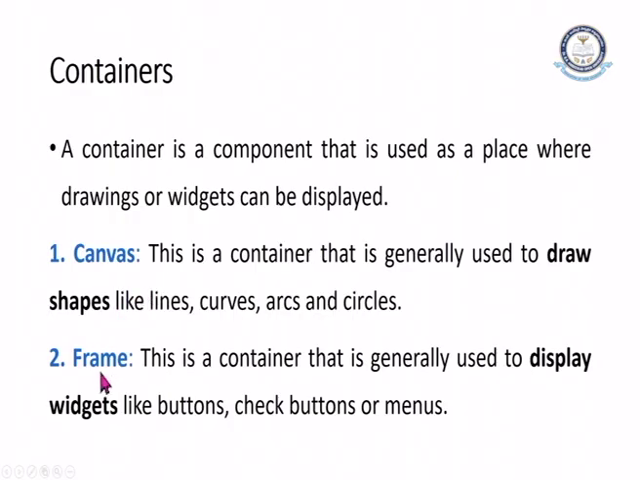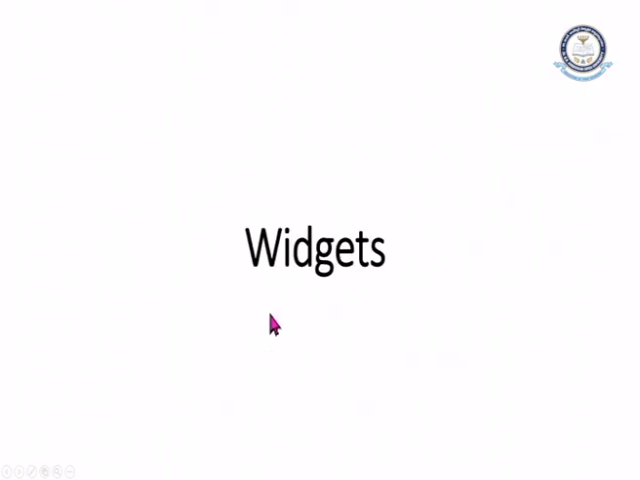And coming to the second container, the container name is frame, and this container is generally used to display widgets like buttons. Suppose if you want to click on a submit button, if you want to log into your email, generally we observe a submit button or login button. To create such buttons, check buttons, menus, radio buttons, you can place those types of widgets in the container. That container name is frame. These are the two important containers.